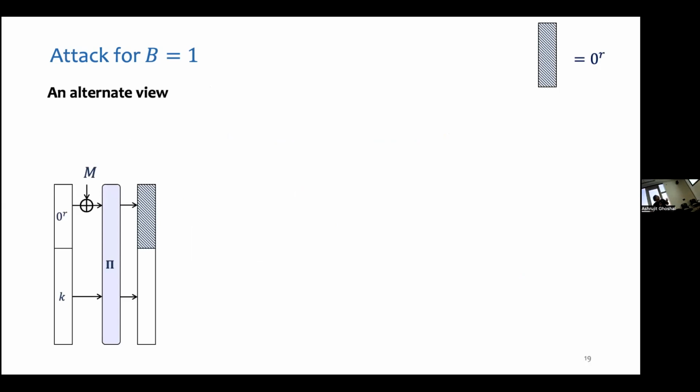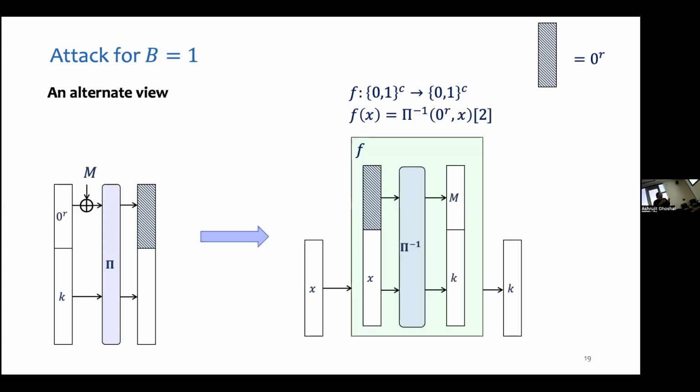Okay, let's take an alternate view of the situation. Let's define a function f, which has c bits inputs and outputs. What it does is it takes in a value x, appends r zeros in front of x, evaluates the inverse of the permutation on it, and outputs the last c bits as its output. The important point about the function f is it does not depend on this key k, and we'll be leveraging this property and using existing space-time trade-offs for random function inversion.